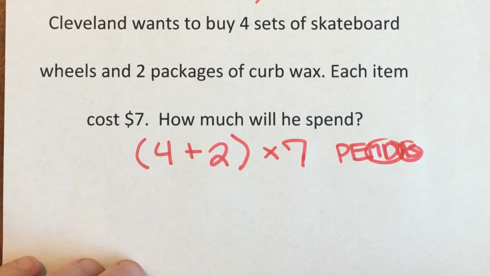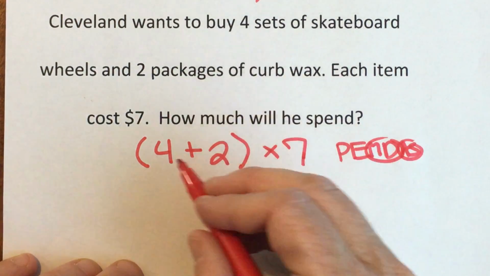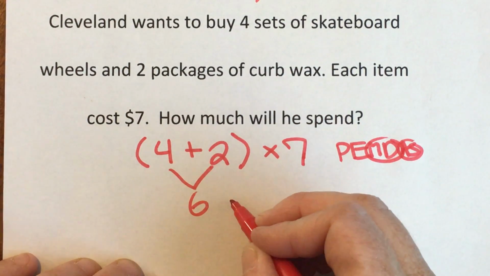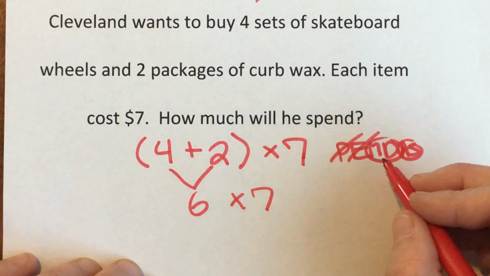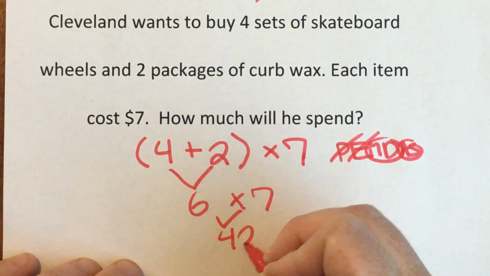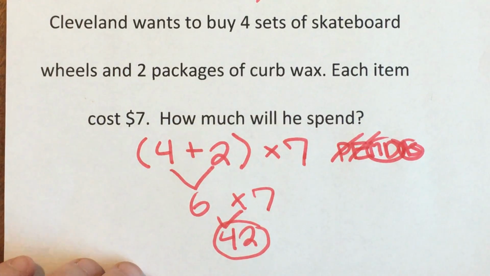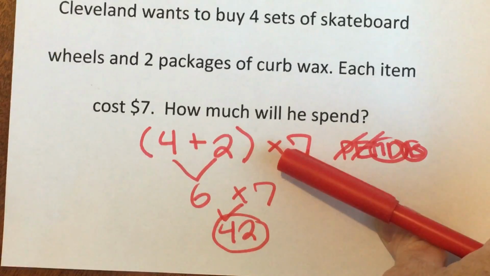So those parentheses are crucial. Now I'm going to follow PEMDAS. I'm going to do my parentheses, and I get 6. Copy everything else down. No exponents. Yes, multiplication or division, and I'm getting, he's going to spend $42. Okay, so let's try 2 together.